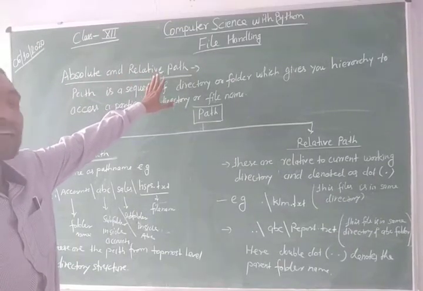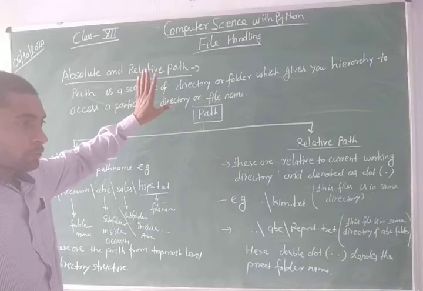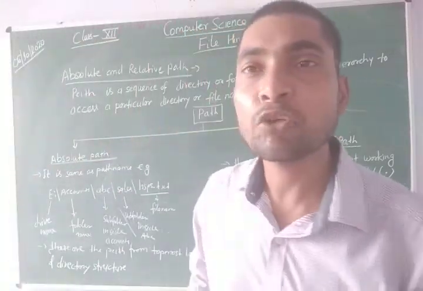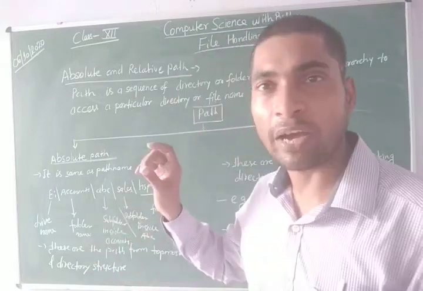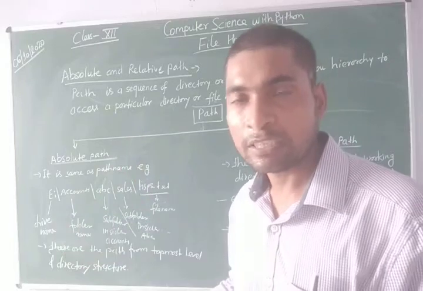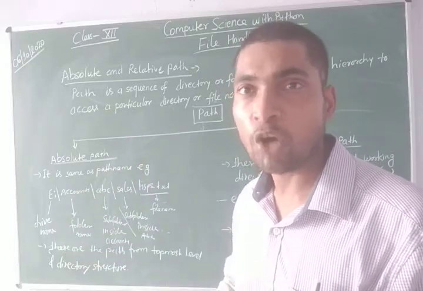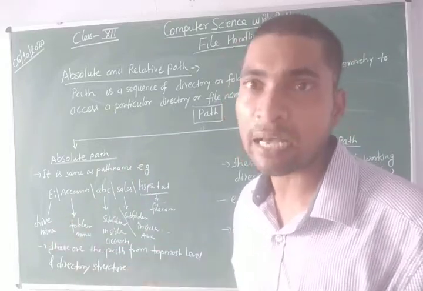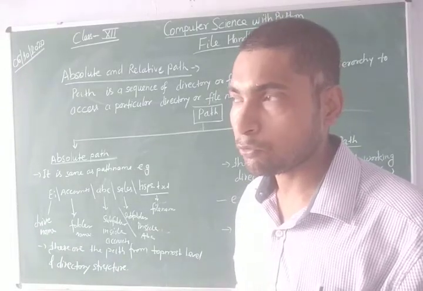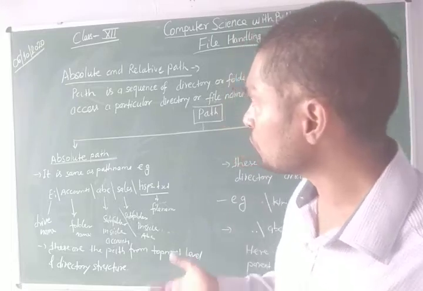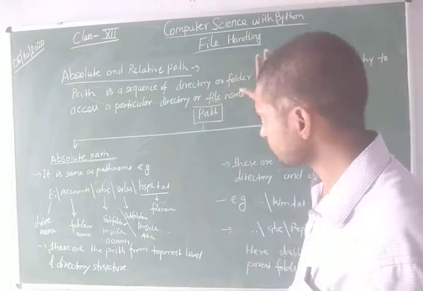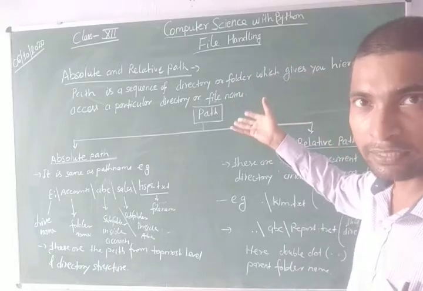Here path is important because when you are going to write a program for file handling, you will have to mention the file address. How will you write the address of a file? How many ways are there to write the address of a file? To be aware of this concept, you will have to know about the absolute and relative path. How will you write the path name?